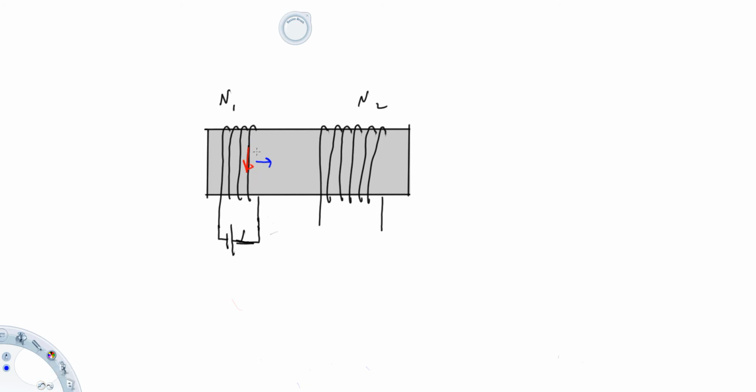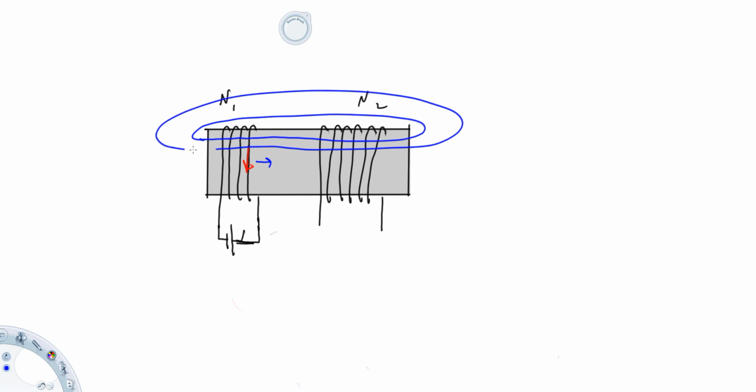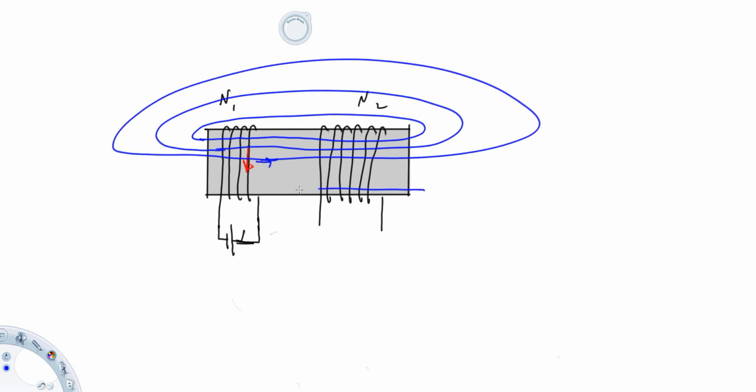Now, basically what that's going to do is create us an electromagnet. Now I'm going to go ahead and draw field lines here. I'll do them in blue. So basically, oops, do that one a little better.